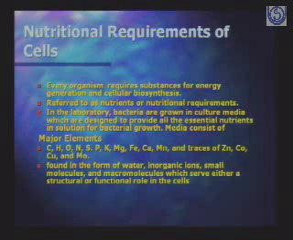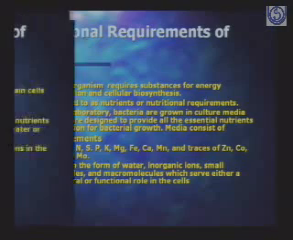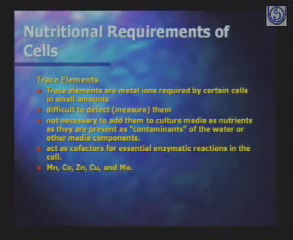Now, when you talk about the nutritional requirements of cells for growing, they require certain components or substances. These are known as nutrients. Depending upon the requirement, these nutrients can be categorized into major elements and trace elements. Major elements are required in large amounts. Trace elements, as the name suggests, are required in very low or minimum quantities. The common trace elements are magnesium, cobalt, zinc, copper, molybdenum.